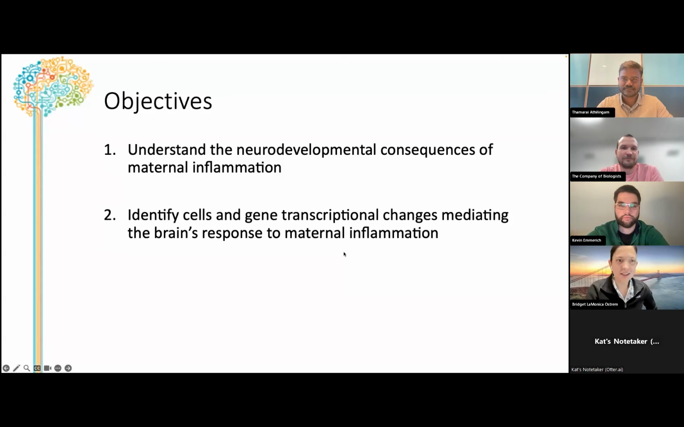So here are the objectives of the talk today: to understand the neurodevelopmental consequences of maternal inflammation, and to identify cells and gene transcriptional changes mediating the brain's response to maternal inflammation.